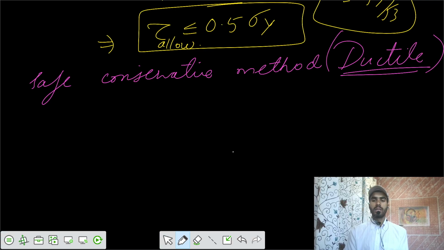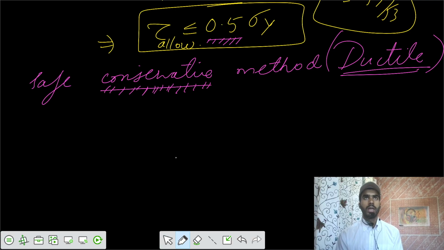So it's the best method, if you say it gives conservative results. Not best, I would say it gives conservative results. That means it underestimates the strength. If the strength is 0.57, it says no, you keep the stresses below 0.5, not 0.51. You keep the stresses less than 0.5 Fy. So it does not fully utilize the strength of the material.